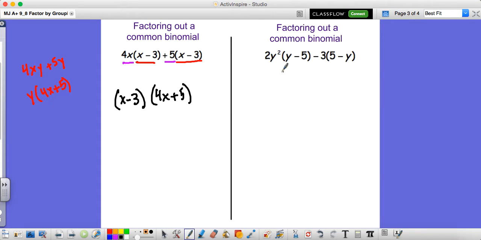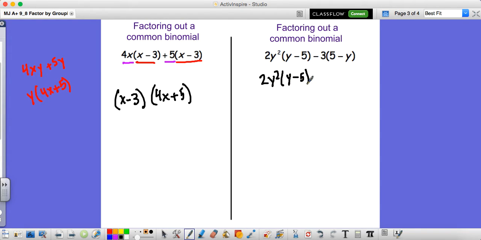So another similar example, we have 2y squared times y minus 5 minus 3 times 5 minus y. Well, y minus 5 and 5 minus y are not the same. So what we can do to make them look the same is multiply this 5 minus y by a -1. But what that would do is change this to a +3. So let's just look at what I mean.